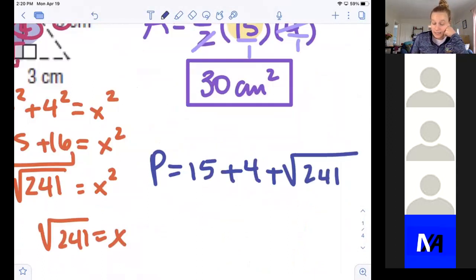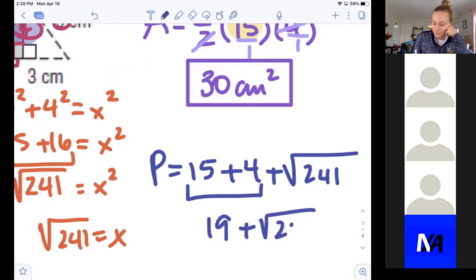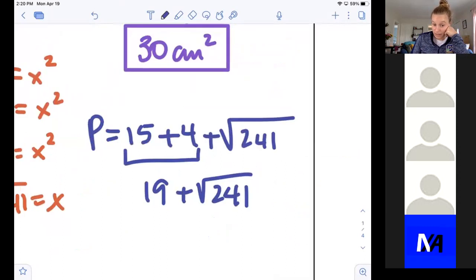Now, I cannot combine root 241 with anything. Nothing else has that same thing under the radical. I can, however, combine 15 and 4 because they both don't have radicals. So those are like terms. So that becomes 19. And as I already told you, I don't want this as a decimal. I want it in simplified radical. So this is as good an answer as I'm going to get.